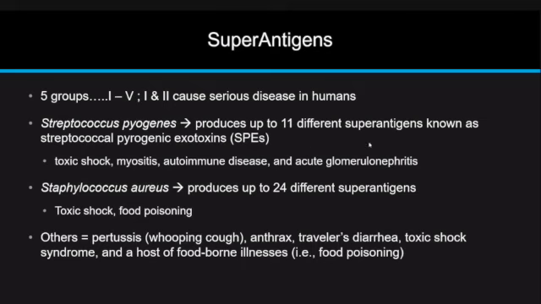Okay, there are 5 groups of these superantigens. And of 1 through 5, 1 and 2 really cause serious disease in humans. And so if you look at strep pyogenes, and you've heard about strep pyogenes, yeah, it causes strep throat. It can cause rheumatic fever. It can cause scarlet fever. Well, it produces up to 11 different superantigens. And so it can cause a whole host of problems. Glomerulonephritis, autoimmune disease, myositis, toxic shock. So it has to do with the specific strain of the strep pyogenes and which of these superantigens it is able to produce, which direction it goes as far as disease processes.